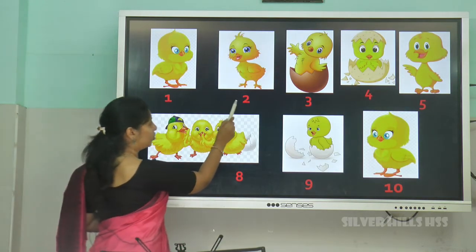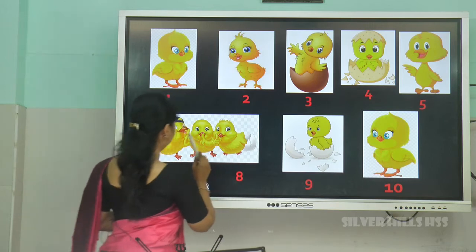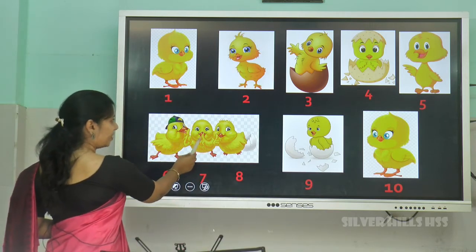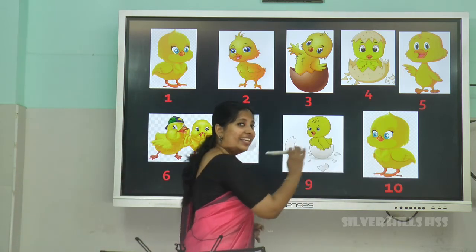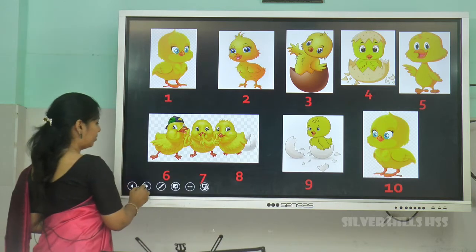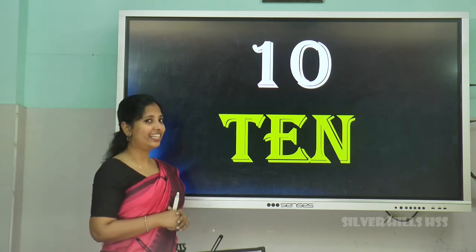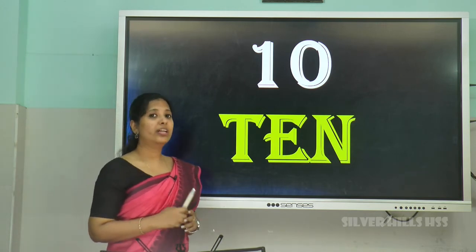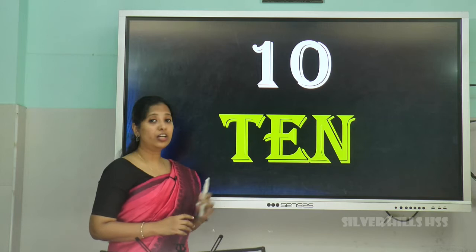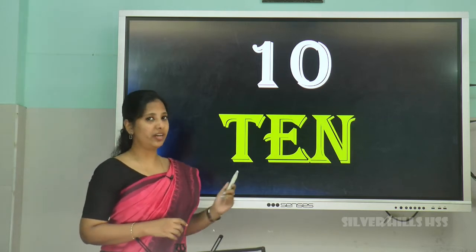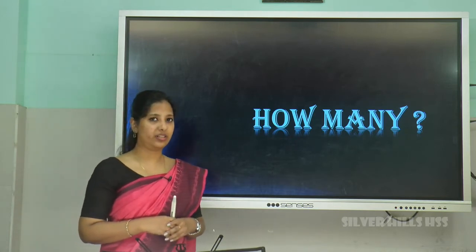So, we will also start counting. 1, 2, 3, 4, 5, 6, then 7, 8, then 9 and the last one 10. Okay, so how many chicks you saw? 10 chicks, right? So, 10 is the smallest two-digit number. So, let's discuss some of the examples by counting.